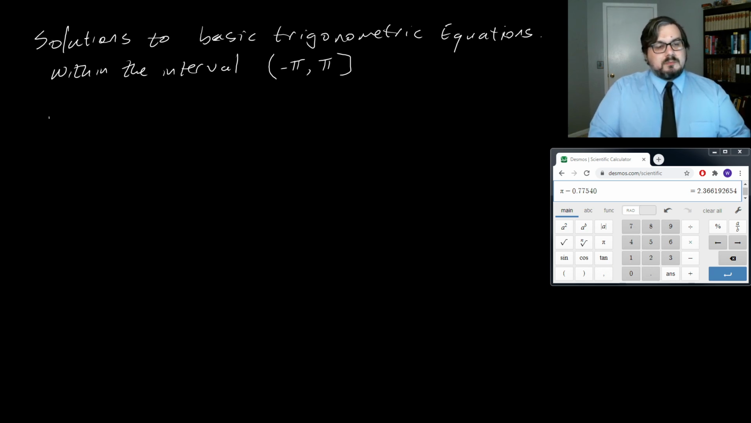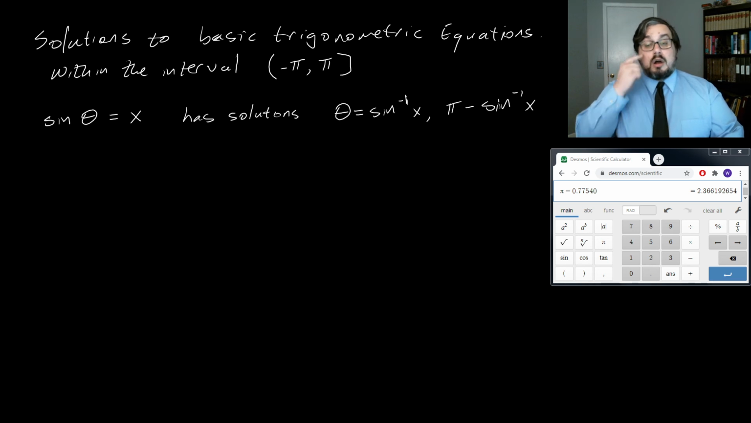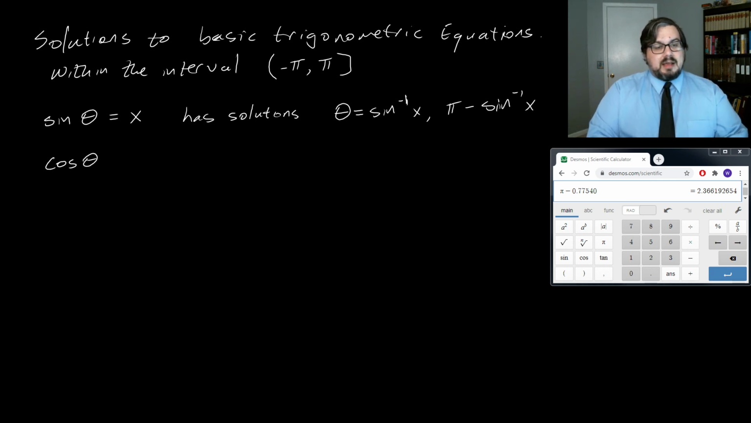So sine theta equals x has solutions, as we saw before, theta equals inverse sine of x and pi minus inverse sine of x. Those two numbers, inverse sine of x and pi minus inverse sine of x, are always going to be our two solutions to the equation within the interval from negative pi to pi, just as we saw last time. Now, cosine of theta equals x has solutions.